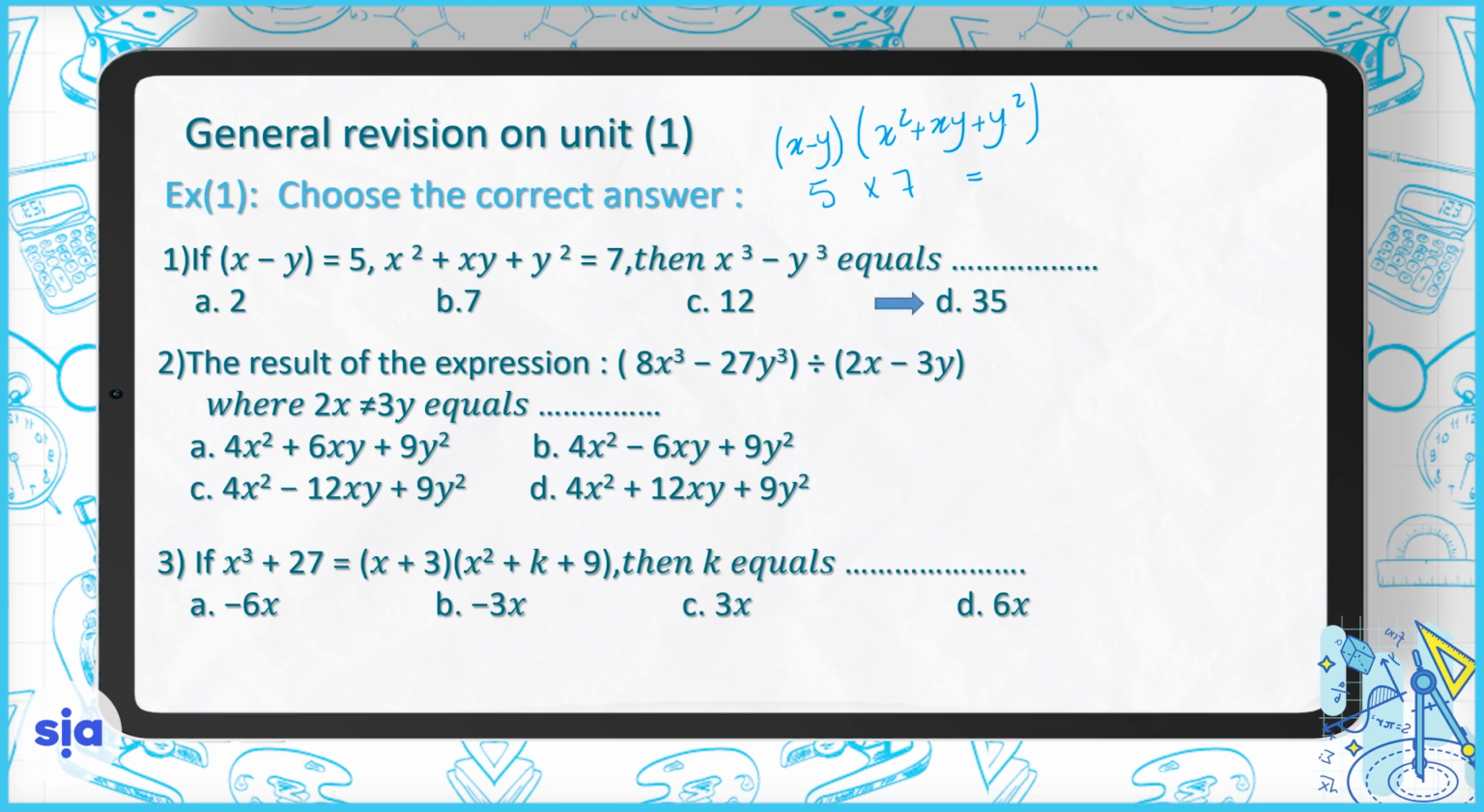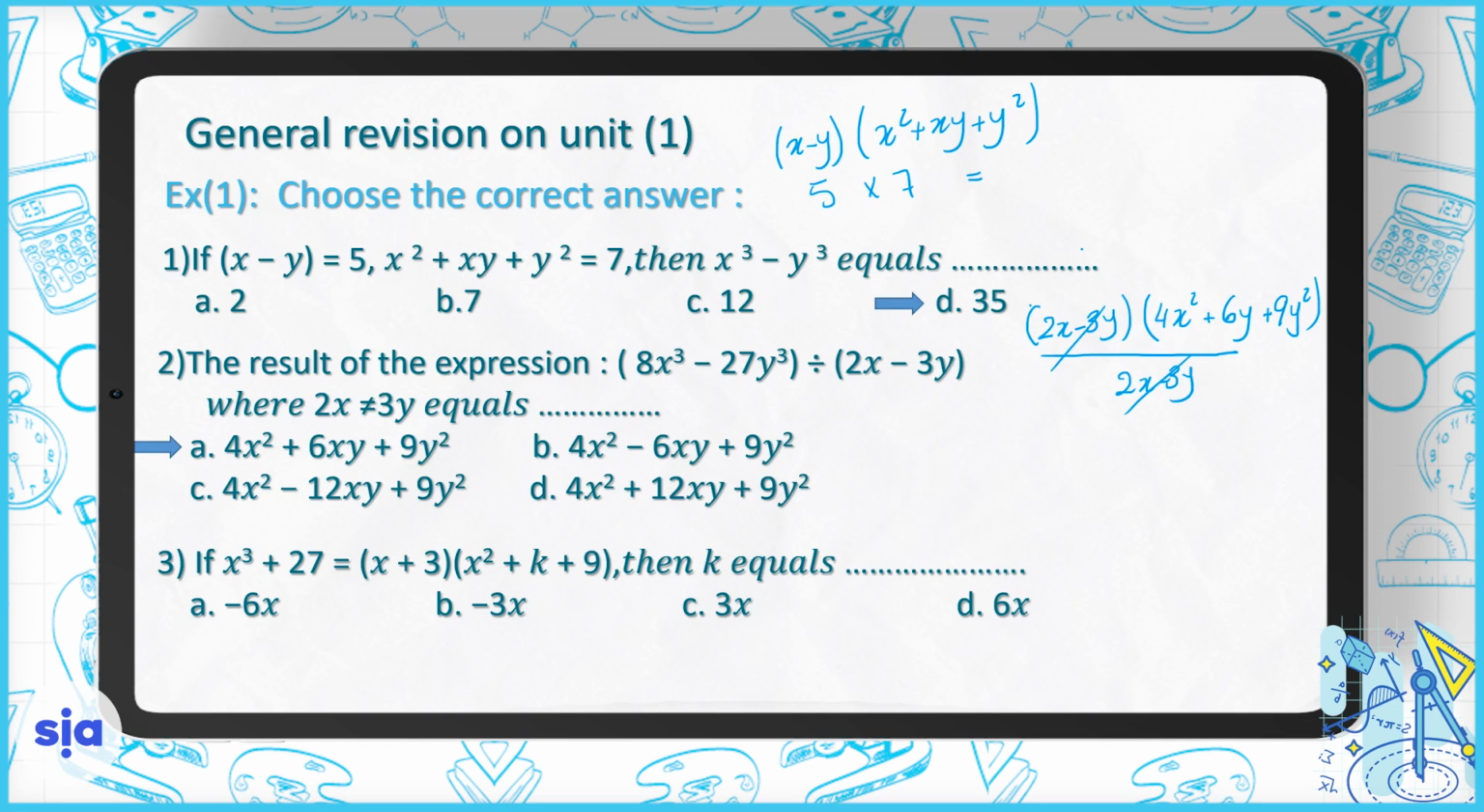Question 2. The result of the expression 8x power 3 minus 27y power 3 divided by 2x minus 3y is what? If you factorize 8x power 3 minus 27y power 3, it will be 2x minus 3y multiplied by 4x squared plus 6xy plus 9y squared, divided by 2x minus 3y. These two brackets are cancelled together, so the result is 4x squared plus 6xy plus 9y squared.